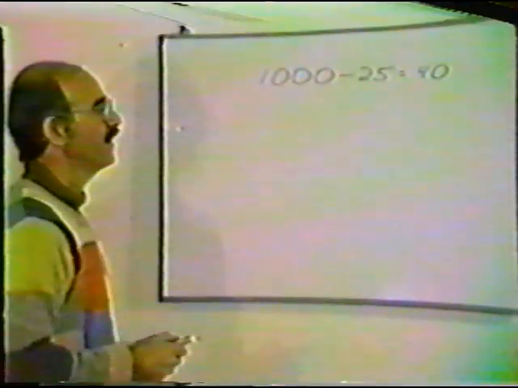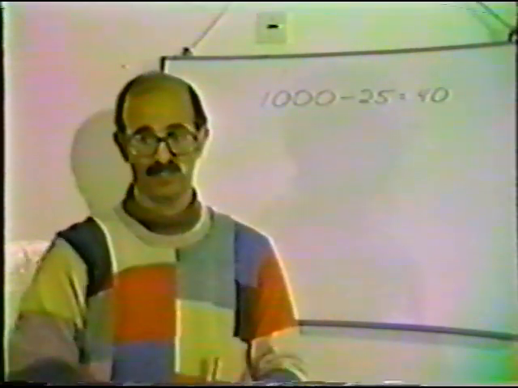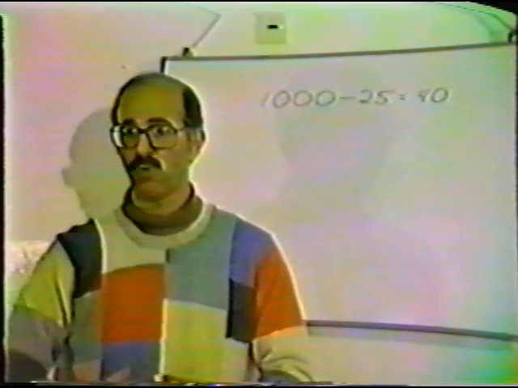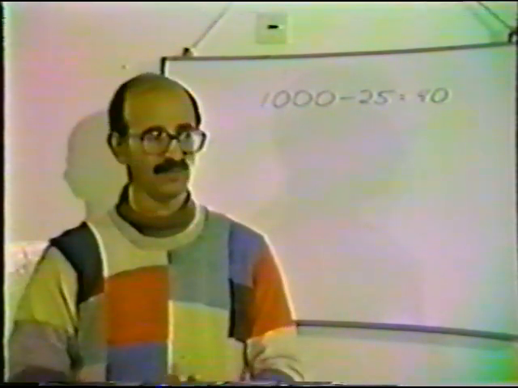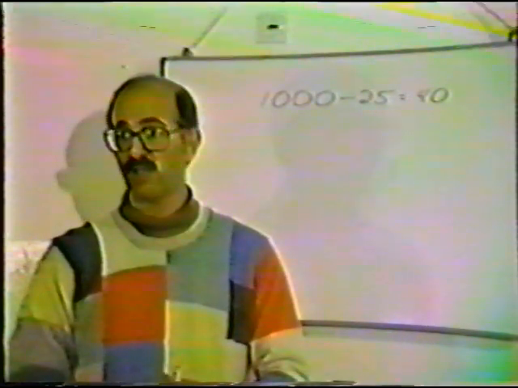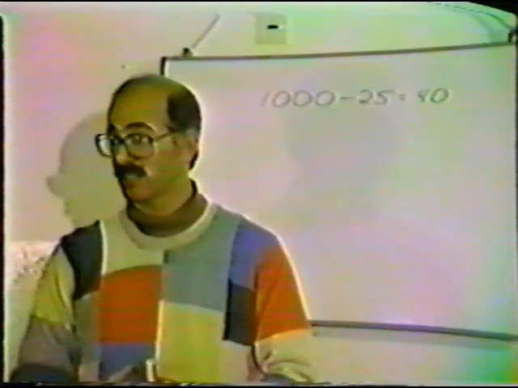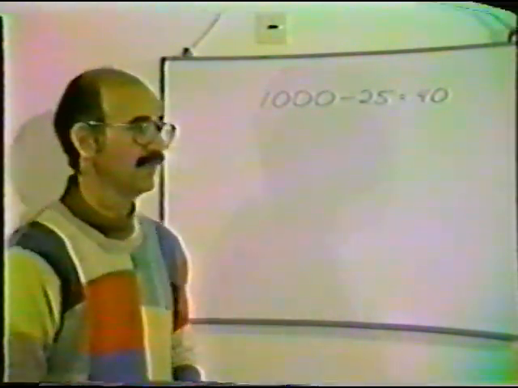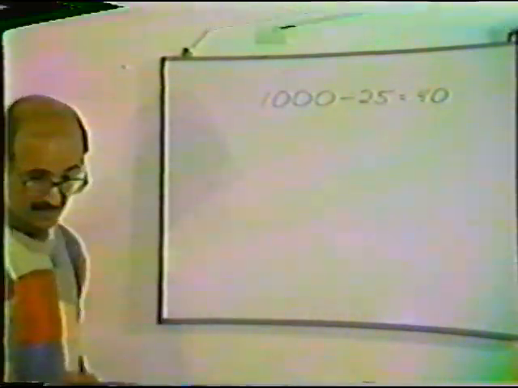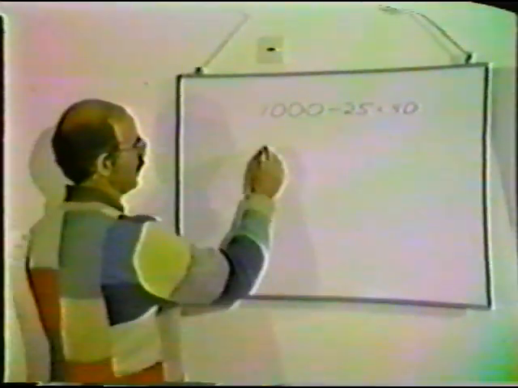But this 1,000 is also 10 100s. How many 25s are there in one 100? 4. Okay, there are 4 25s in one 100. So how many would there be in 10 100s? 40. And there we have our 40. And that becomes more helpful when you work with numbers like this.